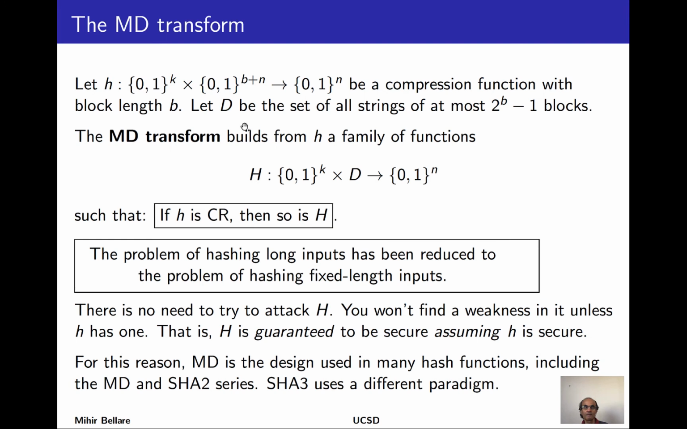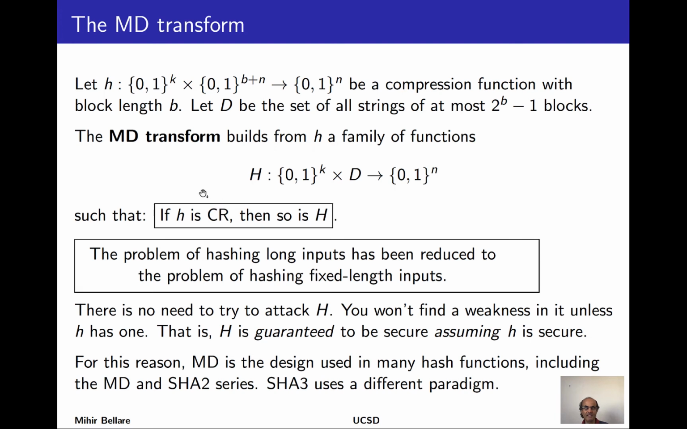So when you have a compression function like this, view it as given, and let's take a larger set D, such as the set of all strings whose number of blocks is 2 to the power b minus 1. A block here will have length b bits. So the MD transform will build a hash function with that set D as a domain, a very large set. Of course, you might consider many ways to do something like that. Why are we doing this?